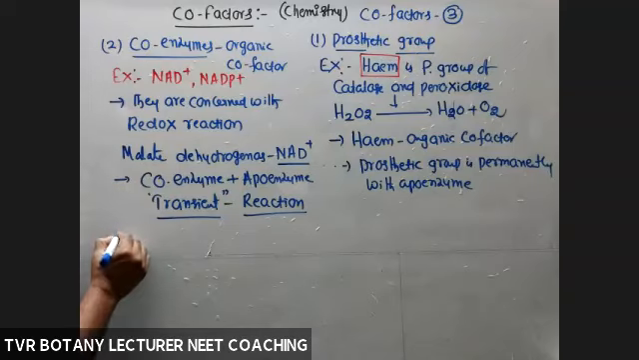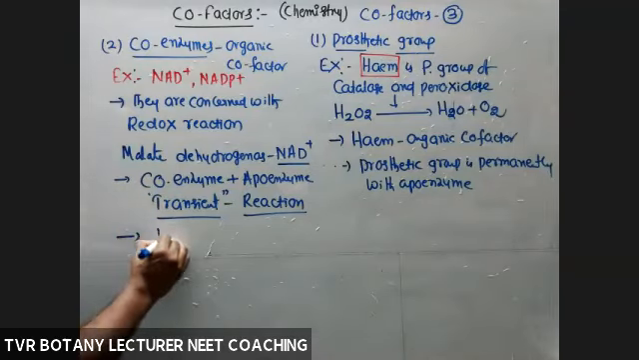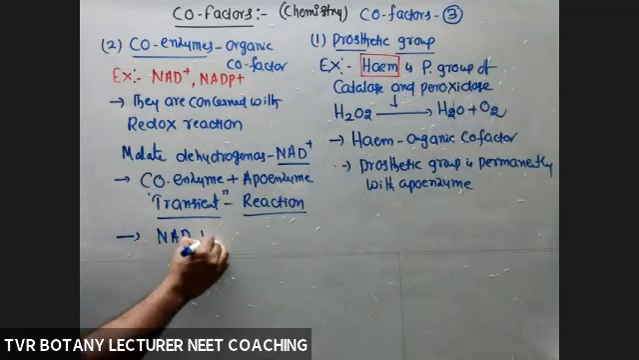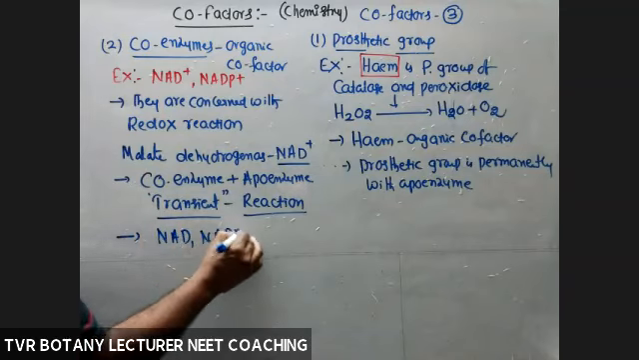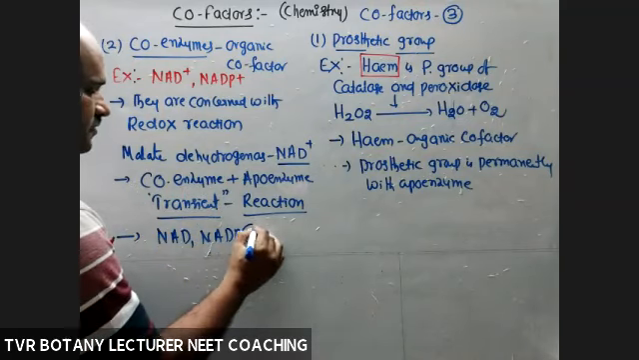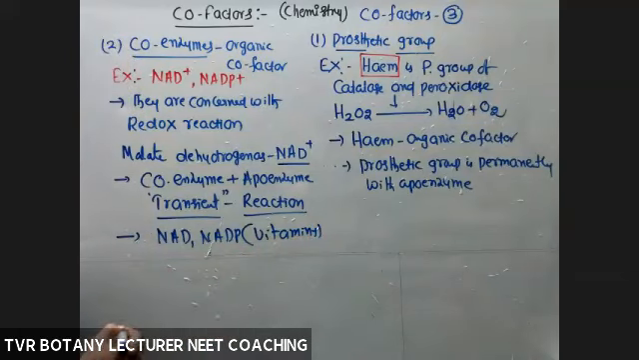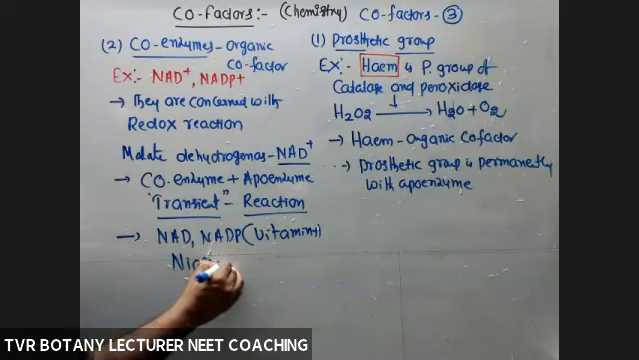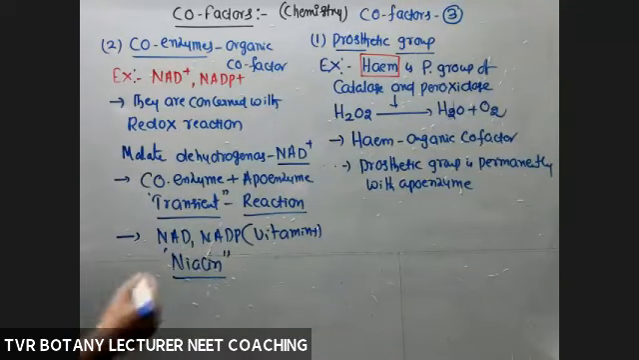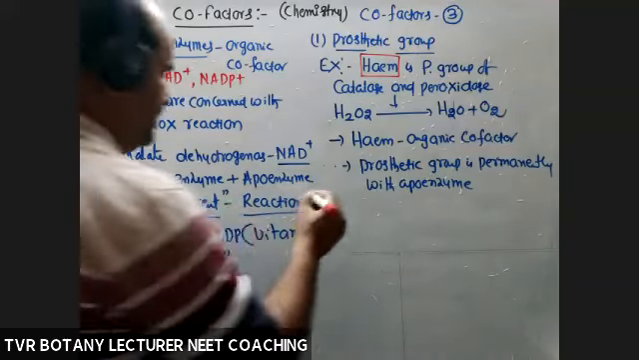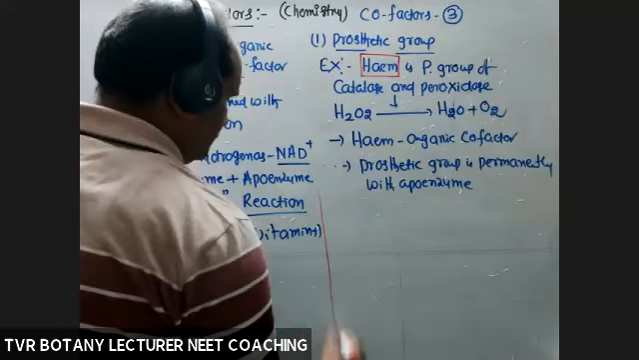And chemically, NAD and NADP plus are related to vitamins. These two are made with niacin as the chemical component, simply the precursor for the synthesis of NAD and NADP, vitamins. Okay, so that's about coenzymes, organic cofactors.